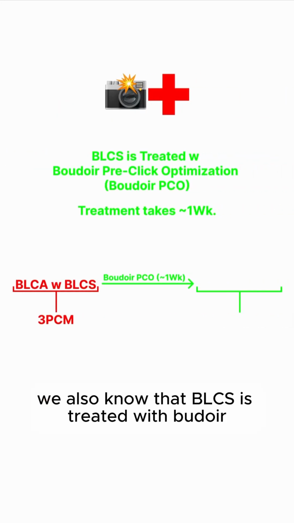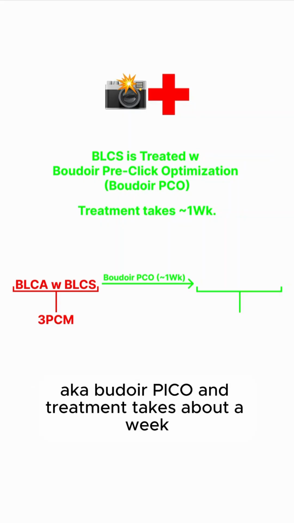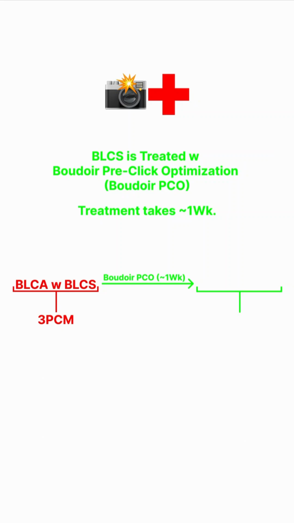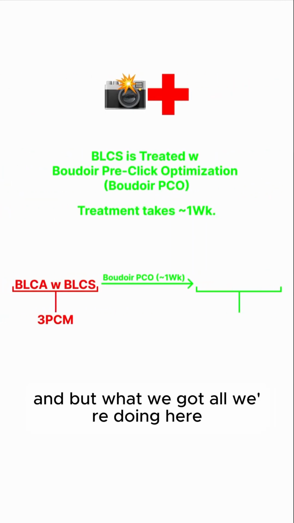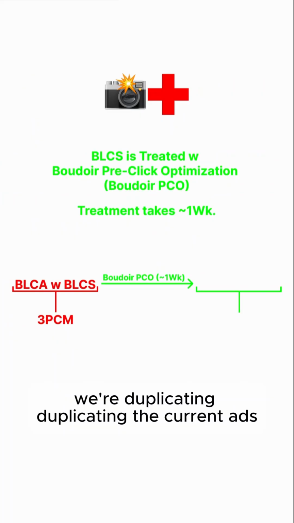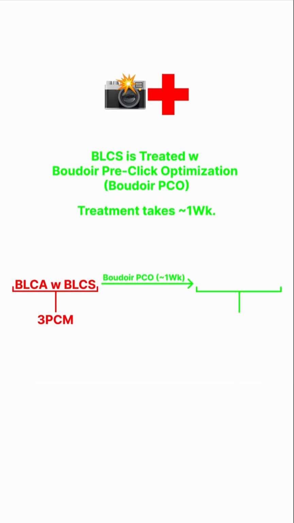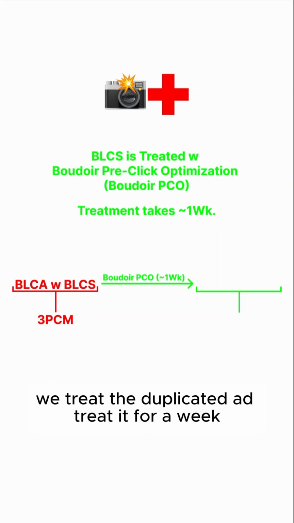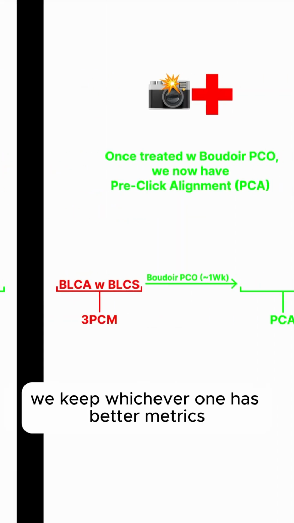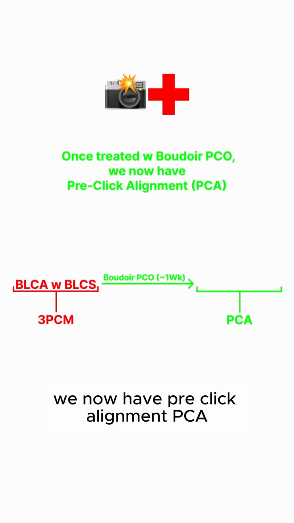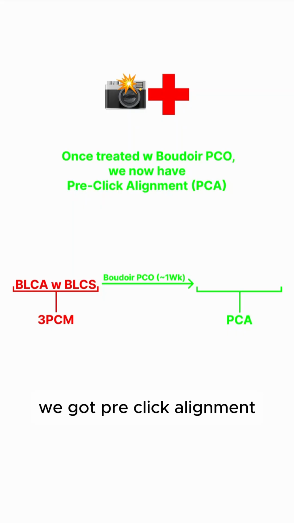We also know that BLCS is treated with Boudoir pre-click optimization, aka Boudoir Pico, and treatment takes about a week. With Boudoir Pico, all we're doing is duplicating the current ads, leaving them on or off, whatever they are, and we treat the duplicated ad. So we don't touch the original, we treat the duplicated ad for a week. At the end of the week, we keep whichever one has better metrics. Now, once treated with Boudoir Pico, we have pre-click alignment, PCA. So we get rid of the three pre-click mistakes, we've got pre-click alignment.